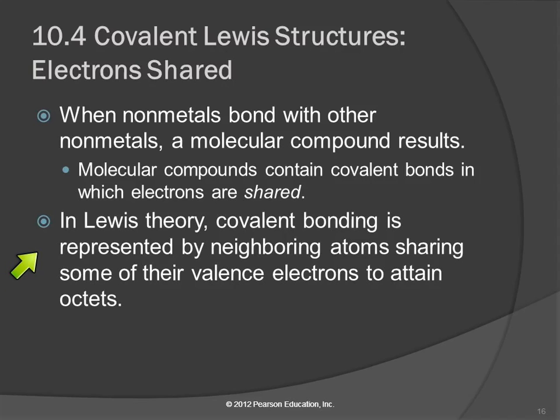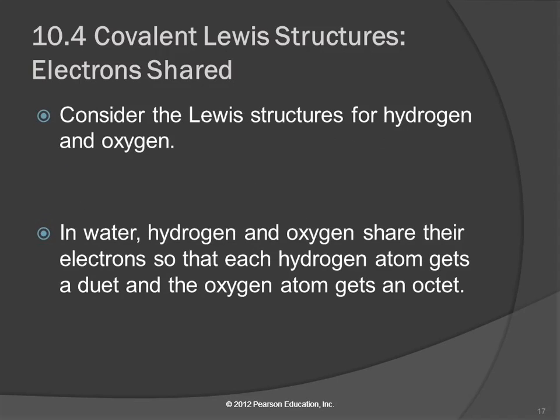And in Lewis theory, we represent the covalent bonds by having neighboring atoms sharing some of their valence electrons in order to obtain octets. So let's look at the Lewis structures for hydrogen and oxygen. So hydrogen is H. And how many valence electrons does hydrogen have? How many electrons does hydrogen have? One. It only has one electron. So it has one valence electron.